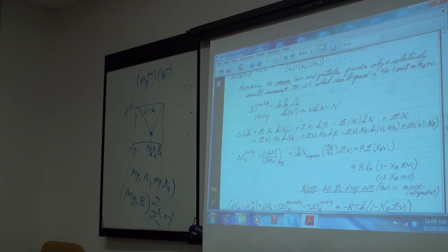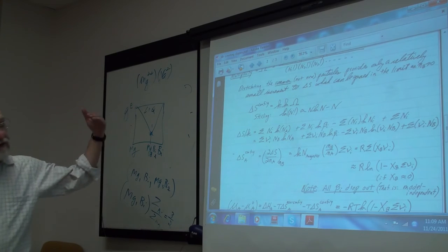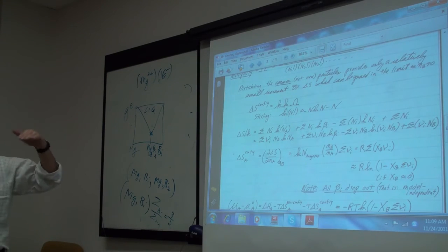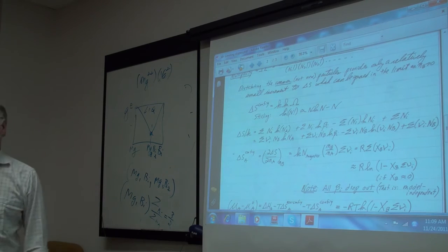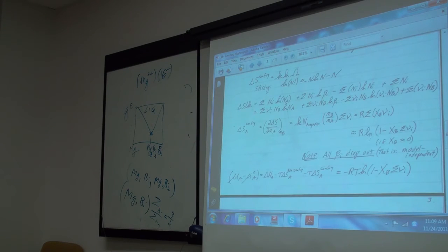But here's the whole point. You take the configurational entropy of the solvent, because that's all that matters. Remember, in the limiting slope equation, it's the log activity of the solvent that determines the liquidus slope. So when you take the partial of A and you run the thing over, what you find out is all the betas fall out. And when you take the limit as XA approaches 1, the configurational entropy of A turns out to be R log of 1 minus XB times sigma nu.